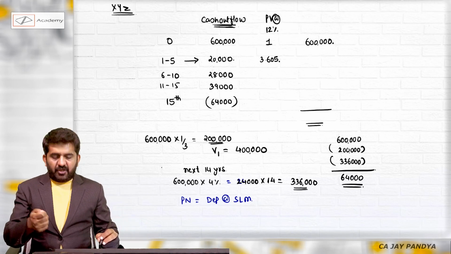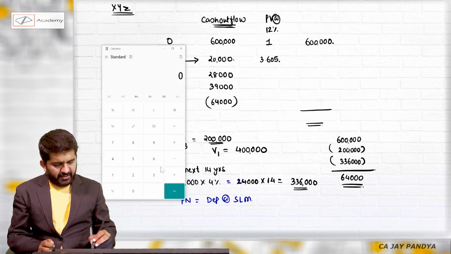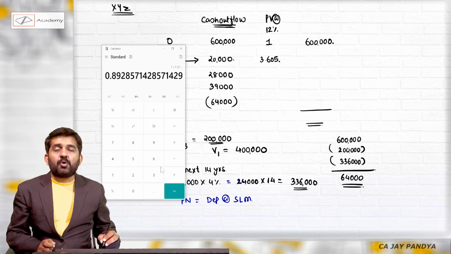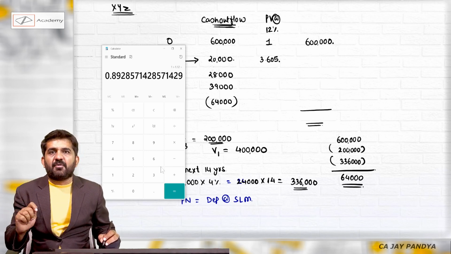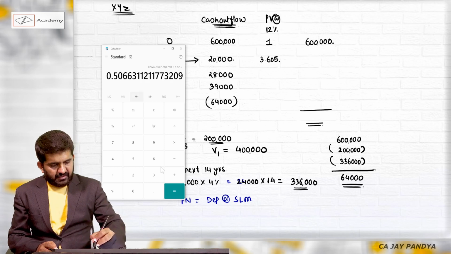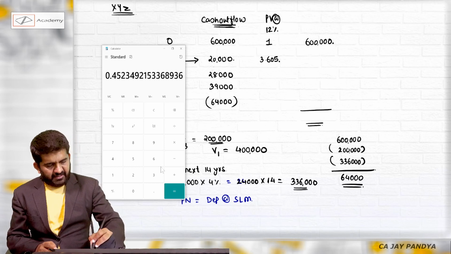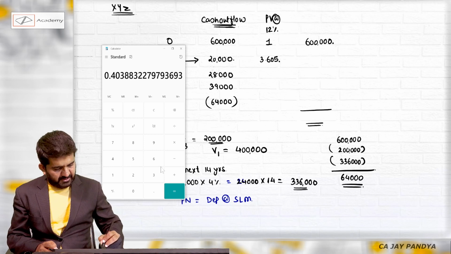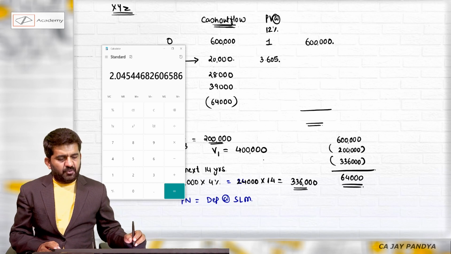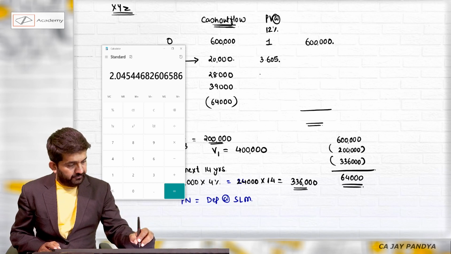What will be factor for 6 to 10 years? See how to find out. 1 divided by 1.12, I will skip the 5 years factor. 2, 3, 4, 5. Now this is 6th year factor, plus 7th year factor, plus 8th year factor, plus 9th year factor, plus 10th year factor. The sum is 2.045.